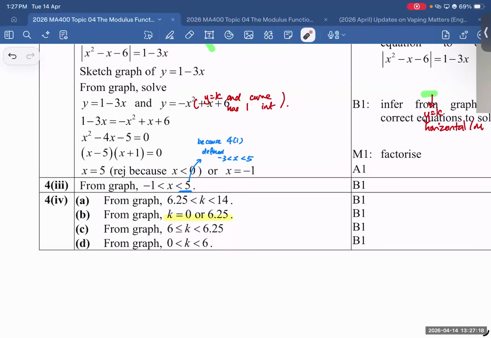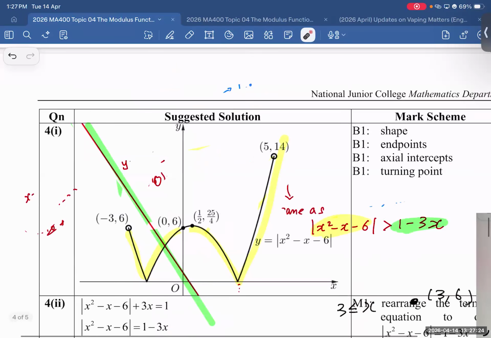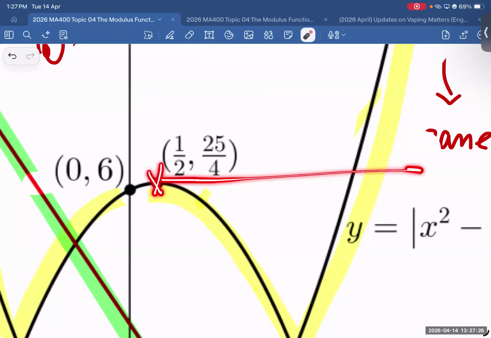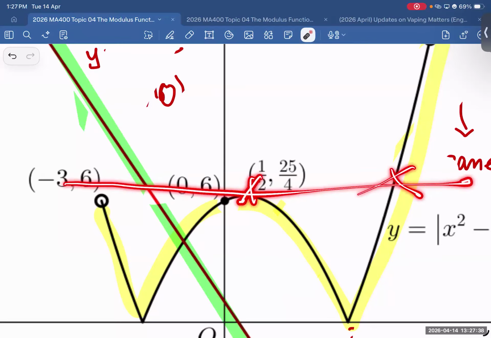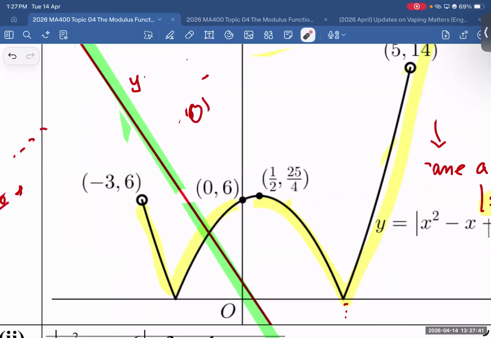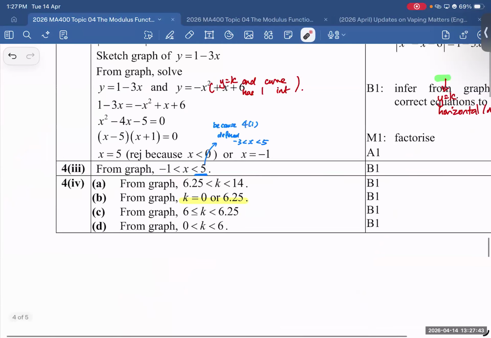0 or 6.25. Why 6.25? Because when it is 6.25, this is the turning point. 1, 2, that's all. The left-hand side does not touch 6.25. That's why it doesn't intersect that. Okay? Anyone else?